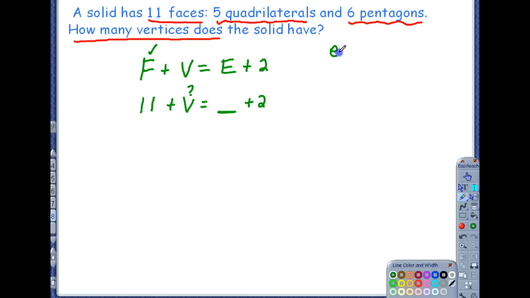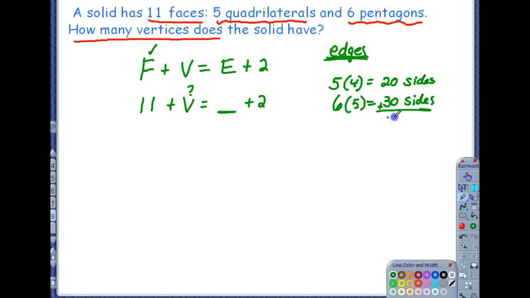So let's find out these edges. For the faces we have 5 quadrilaterals, so 5 that have 4 sides apiece. That's going to give you 20 sides. I'm going to stress that: we're finding the edges, but we're finding the sides first. And then we also have 6 pentagons, which are each 5 sides, so that's going to give us 30 sides. Now, if I add those together, I have a total of 50 sides.